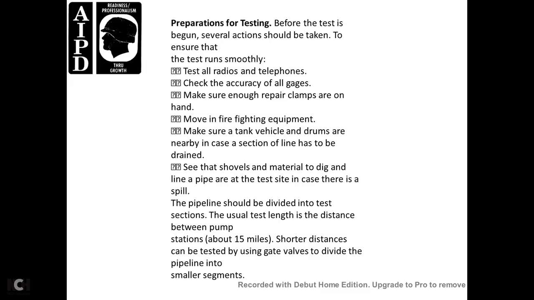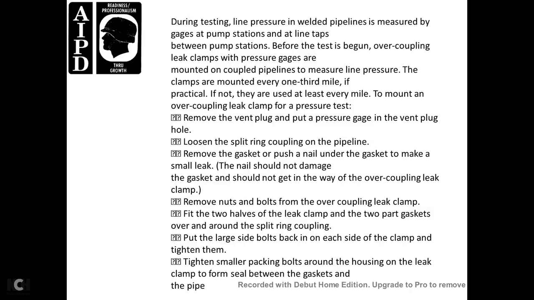The pipeline should be divided into test sections. The usual test length is the distance between pump stations, about 15 miles. Shorter distances can be tested by using a gate valve to divide the pipeline into smaller segments. During the test, line pressure of the welded pipelines is measured with the gauges at the pump station, and at line taps between pump stations before the test has begun.